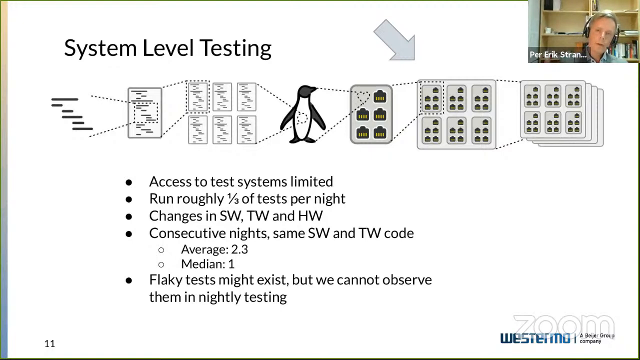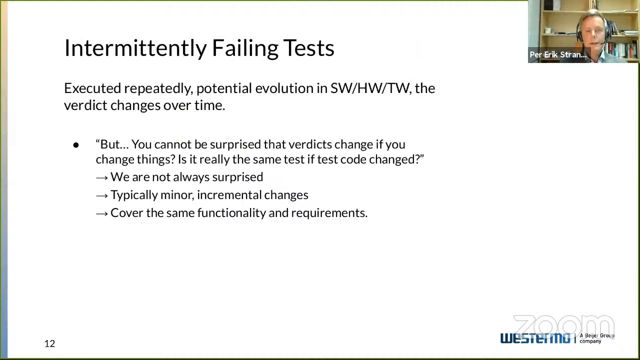So if we look at the number of consecutive nights with the same software and testware code, we see that the average is 2.3, but the median is 1. So the typical scenario is that when we come to work in the morning, something has changed when compared to yesterday. So there might be flaky tests here, but we cannot observe them in the true definition of a flaky test because things change all the time. So for this reason, we define intermittently failing tests as test cases that when they are executed repeatedly with the potential evolution in software, hardware, and testware, the verdict changes over time.